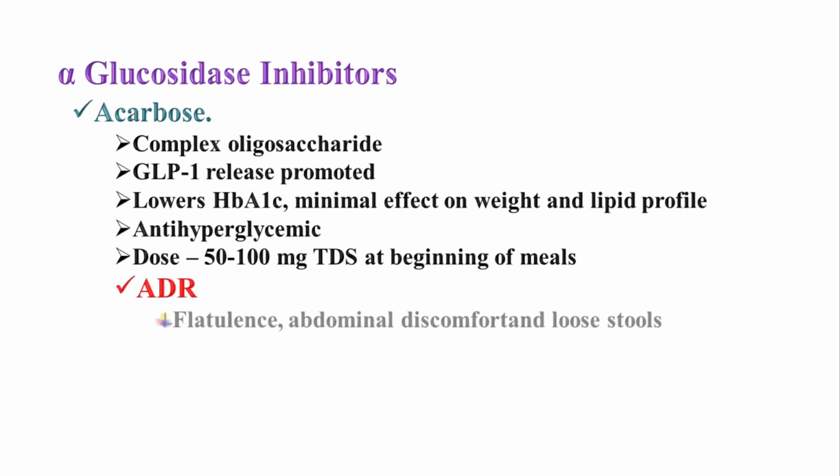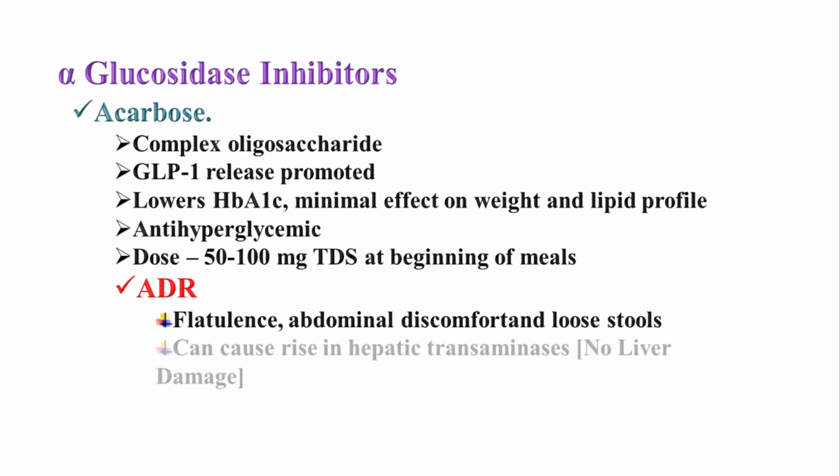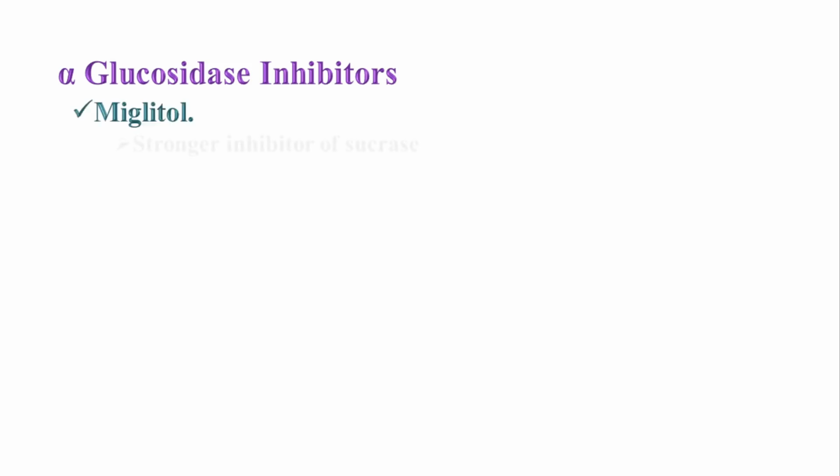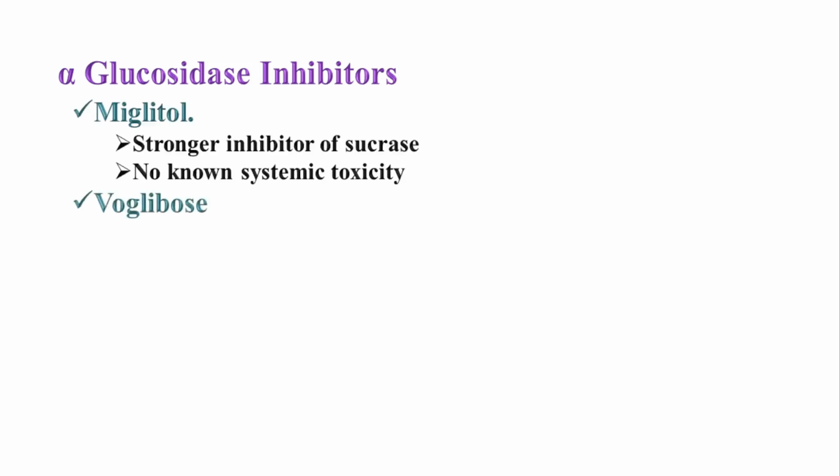The problem is the undigested carbohydrate now reaches the large intestine where bacteria ferment it. And when the bacteria ferment it, they release gases, and hence acarbose is known to cause flatulence, abdominal discomfort and loose stools. There is no liver damage per se, but we have noticed a rise in the hepatic transaminase level. Miglitol is a stronger inhibitor of sucrase enzyme, whereas voglibose is just like acarbose, and that is what you need to know.